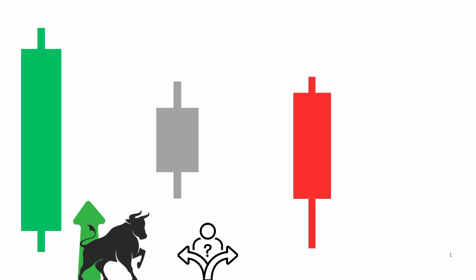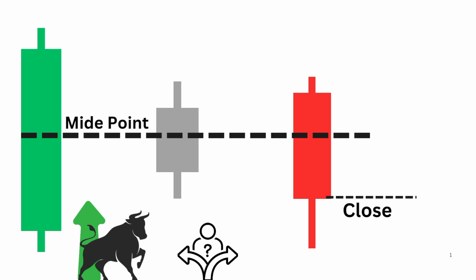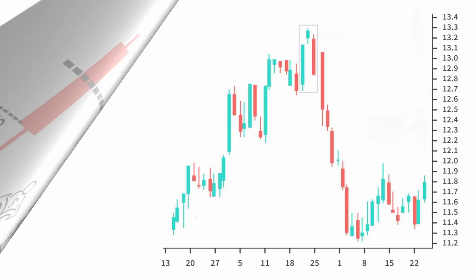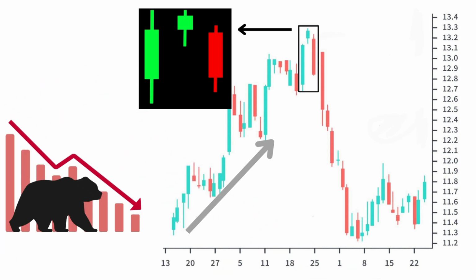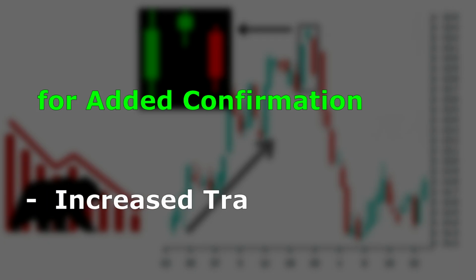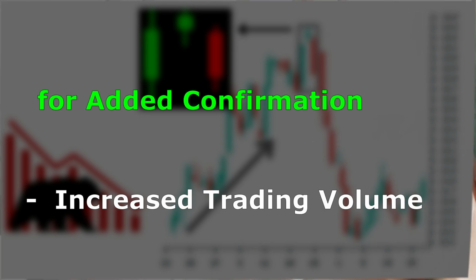Third candle, a bearish candle that closes below the midpoint of the first candle, confirming a potential downtrend. The evening star typically appears at the end of an uptrend, signaling that sellers are starting to gain control. This bearish reversal pattern highlights a shift in market sentiment from bullish to bearish. For added confirmation, look for increased trading volume during the third candle, as this indicates strong selling pressure.